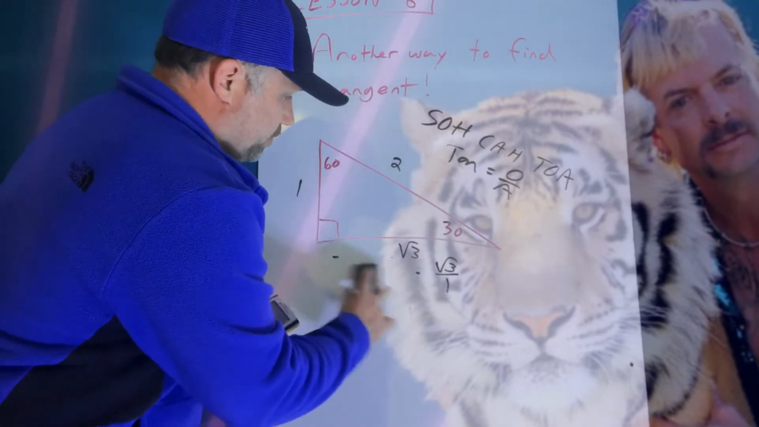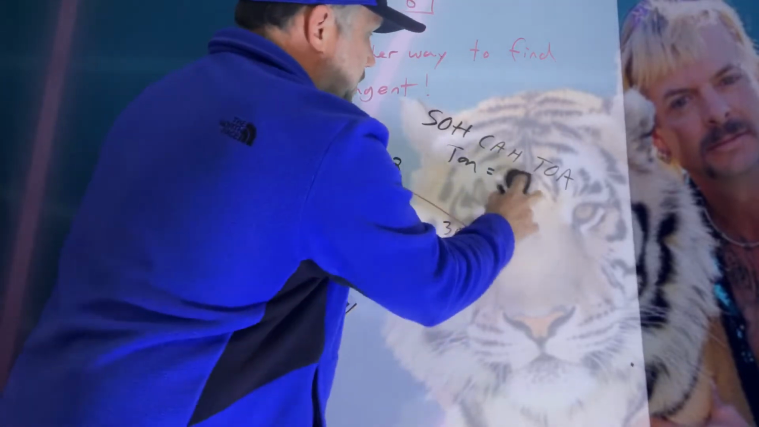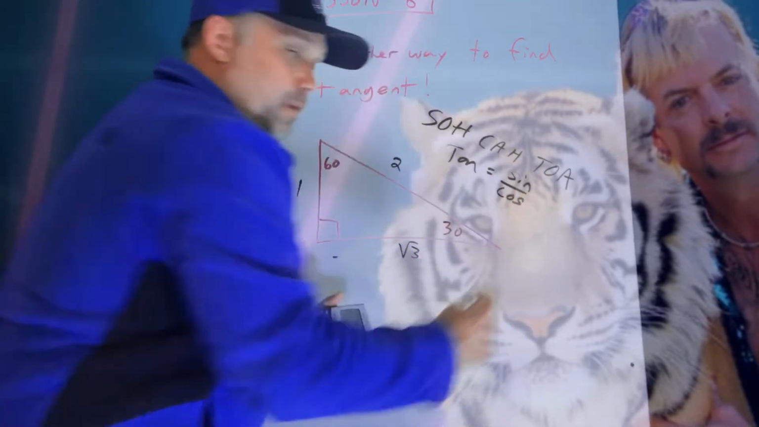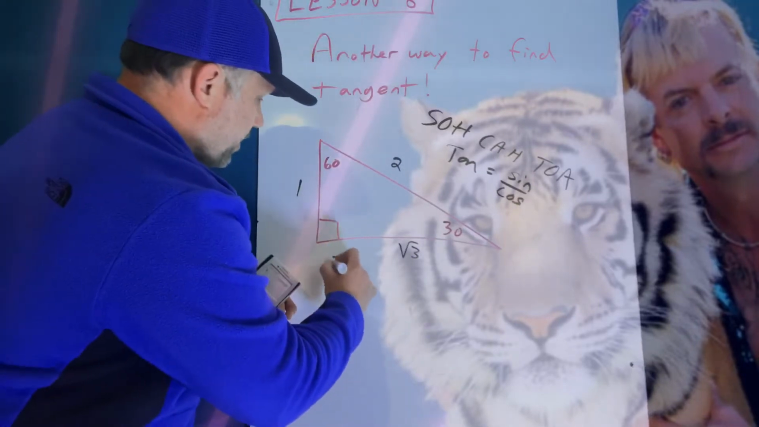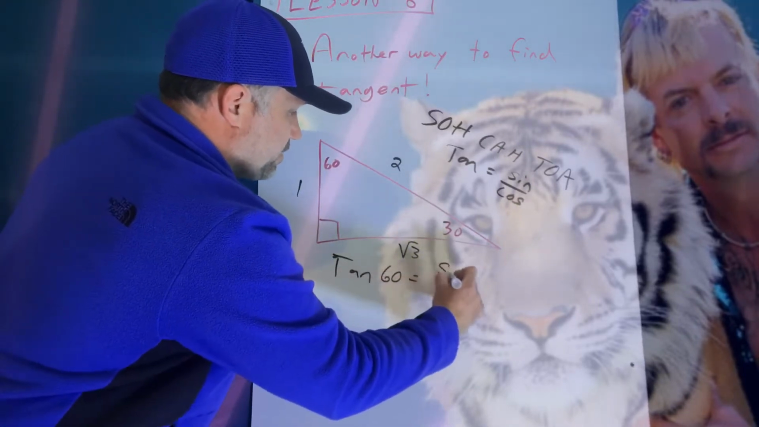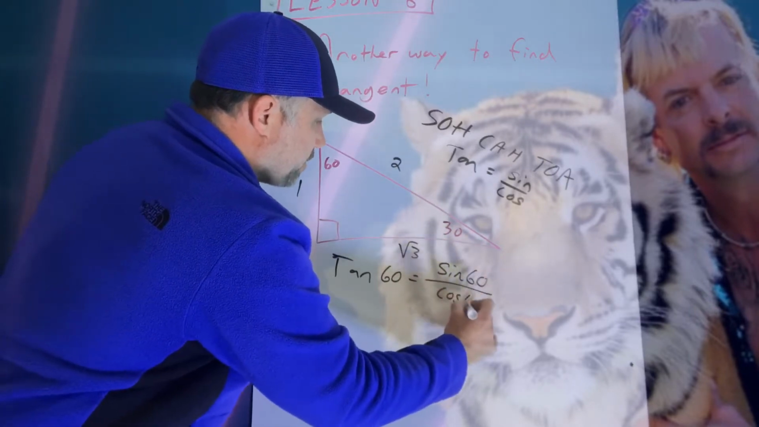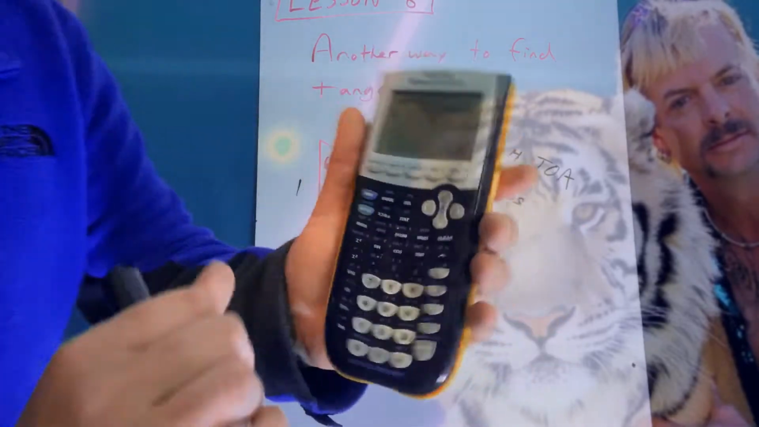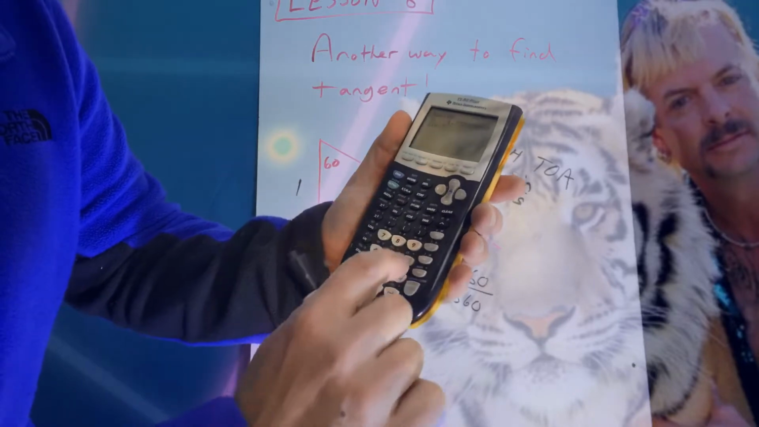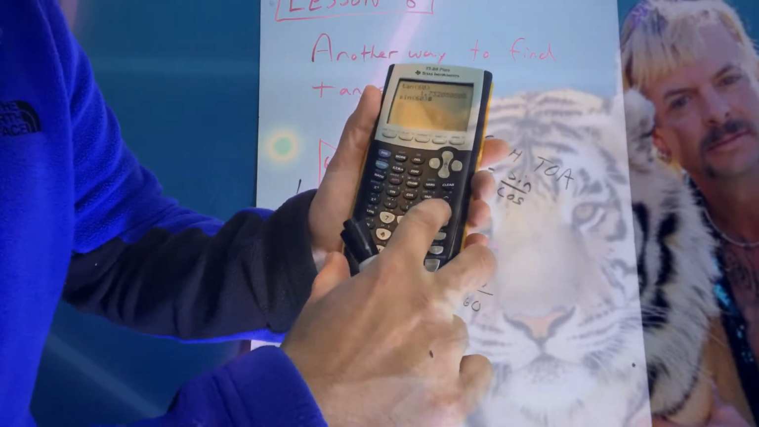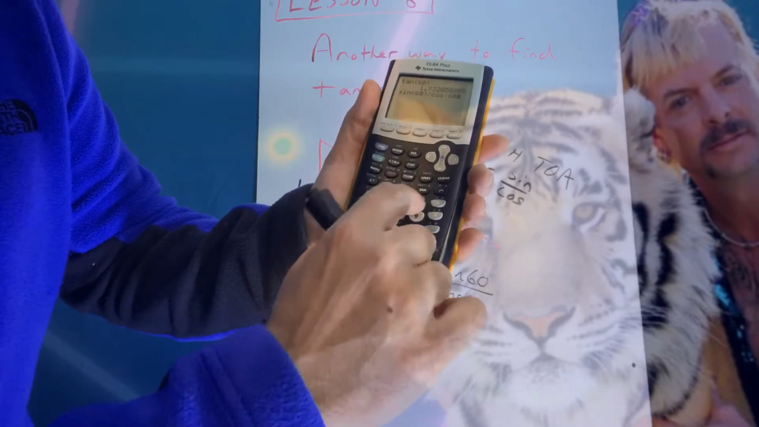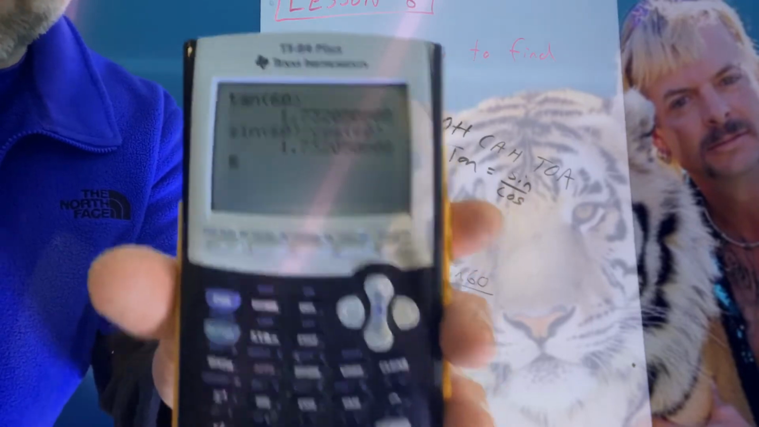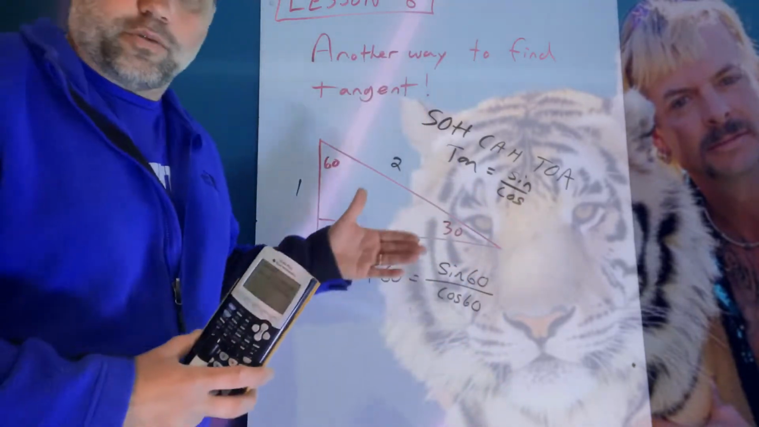tangent. Instead of doing opposite over adjacent, tangent is actually equivalent to sine divided by cosine. So if I wanted to find the tangent of 60, I could take the sine of 60 and divide it by the cosine of 60, and it will give me the same result. So let me show you that on the calculator real quick. If I take my calculator and I do the sine of 60, close the parenthesis, divided by the cosine of 60, close the parenthesis, and hit enter, I get the same result. All right, so that's verifying that tangent can be found by doing sine over cosine.